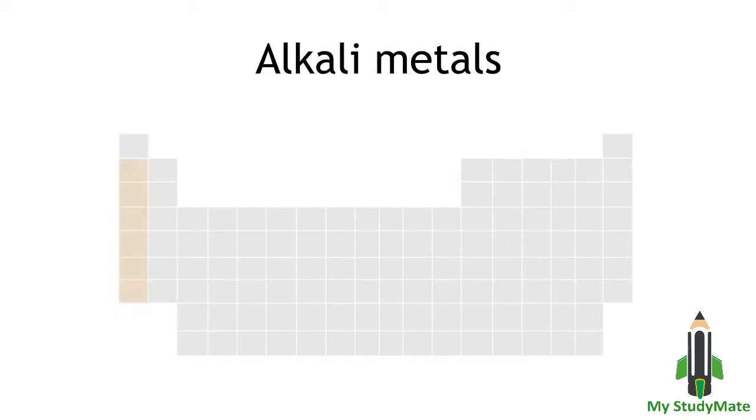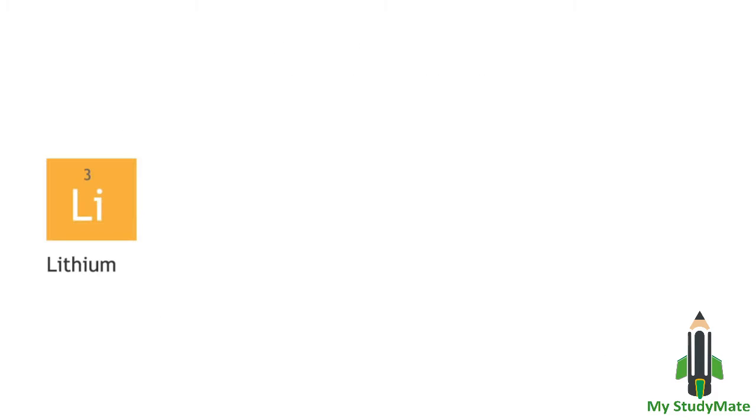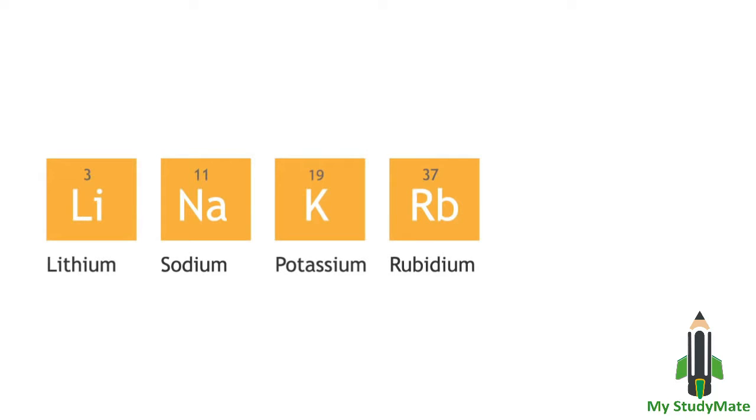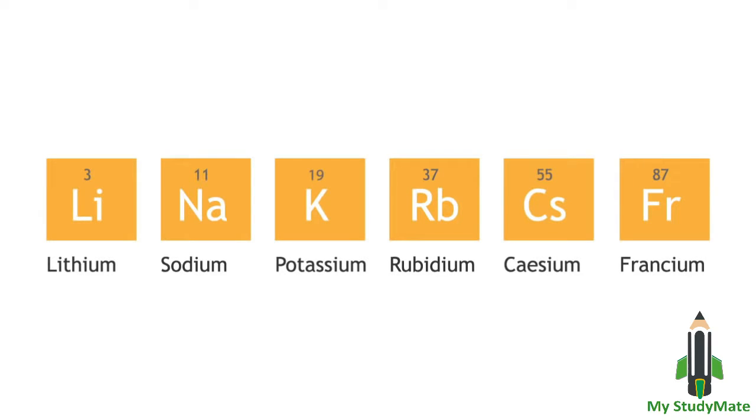In this lesson, we will learn about the alkali metals in Group 1 of the periodic table. We will also learn about their properties and trends in their reactivities. The alkali metals are lithium, sodium, potassium, rubidium, cesium and francium.